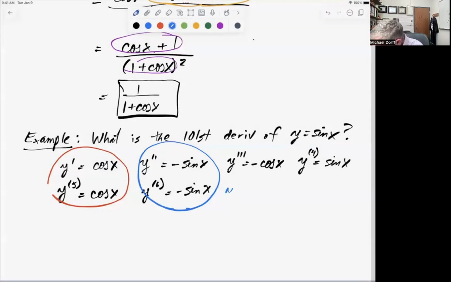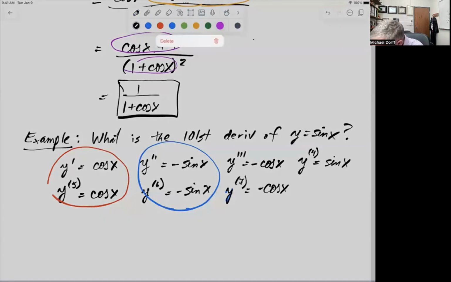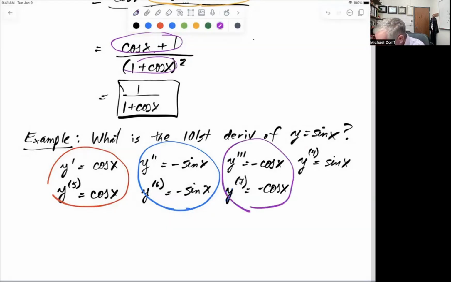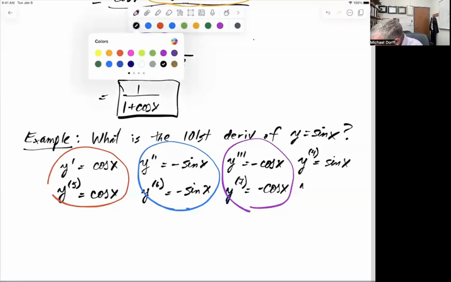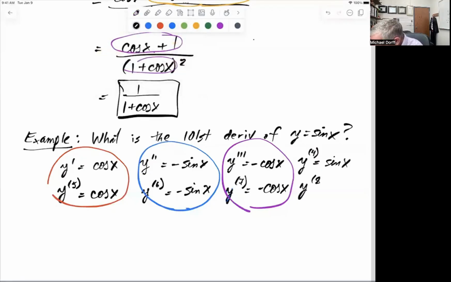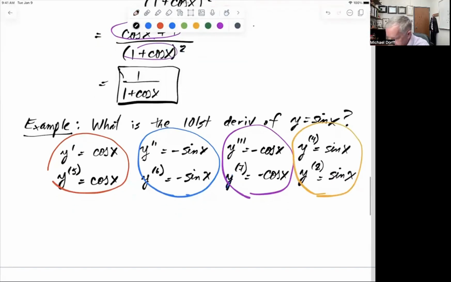All right, if I do the seventh derivative, I'm going to get negative cosine x, and that's the same as what is above it. So the third derivative and the seventh give me the same. And as you can see, if I do the eighth derivative, it's going to be the same as the fourth derivative. And I get this, I get that. So there's a pattern here, and it repeats itself every 4 derivatives.